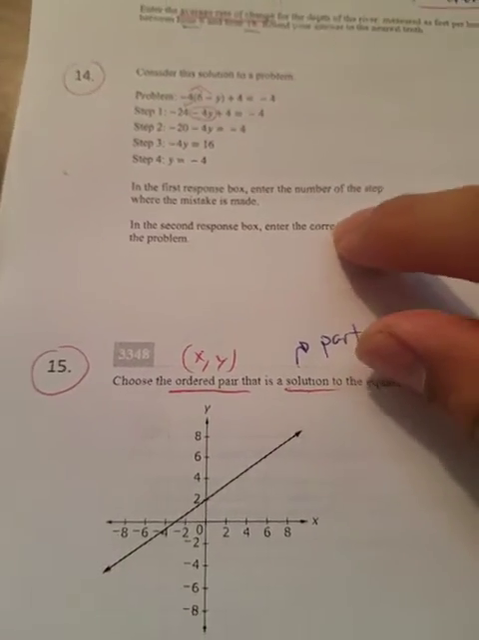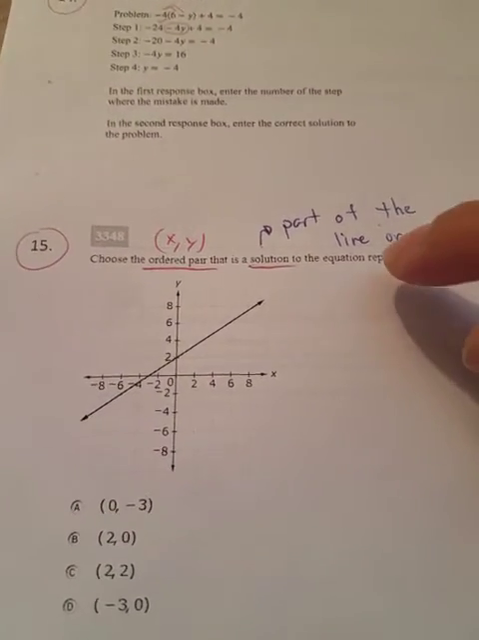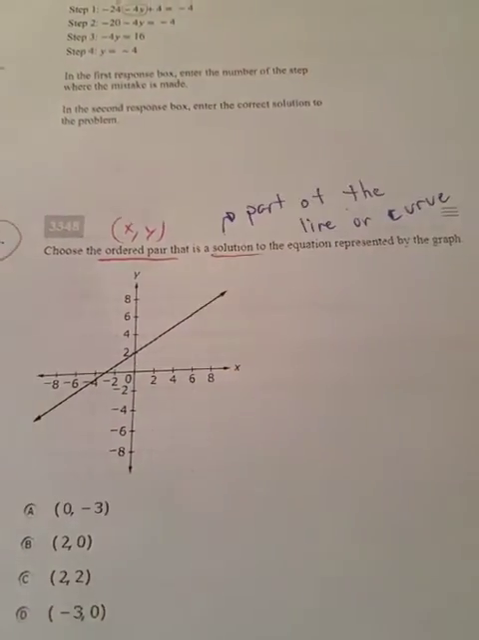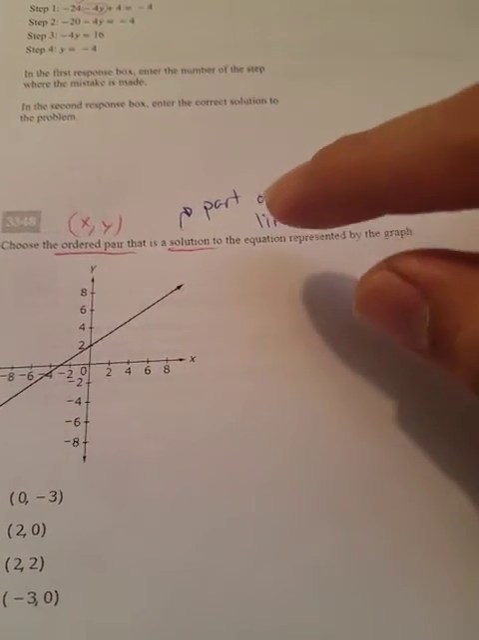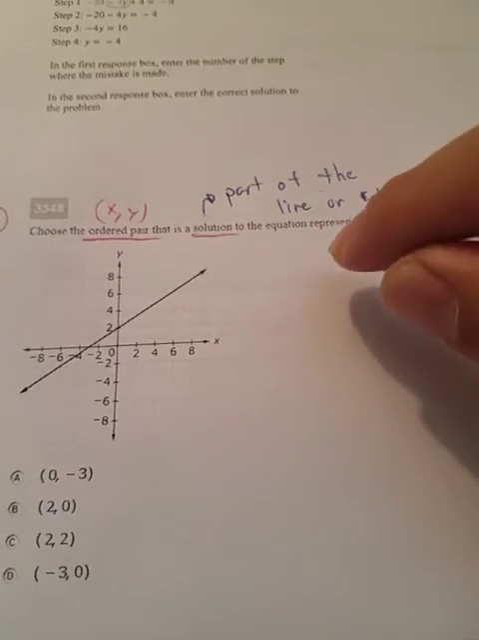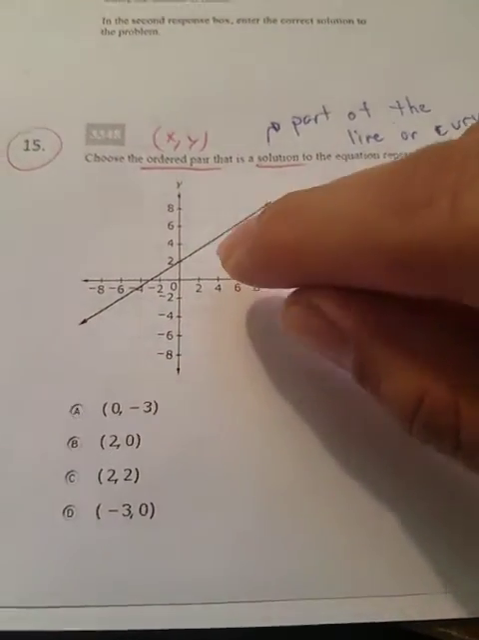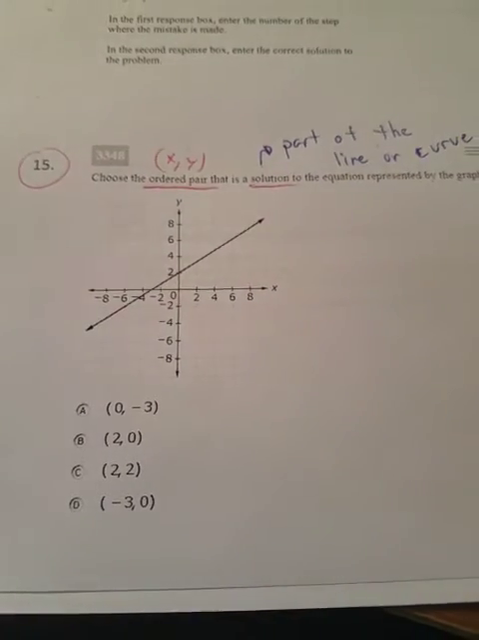You can see the answer key there for it. And then just in general, this last one here, when they say an ordered pair, they mean x comma y, and to be part of a solution is to be part of the line or curve. So you plot all these points on it, and there's only one of them that lies on the line, and that's the right answer. So there you go.